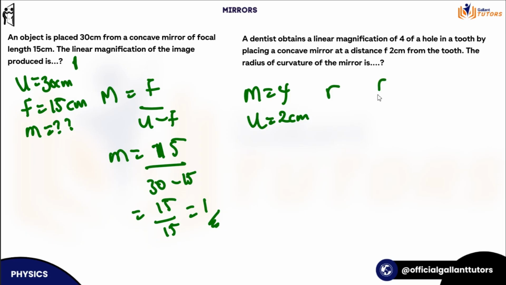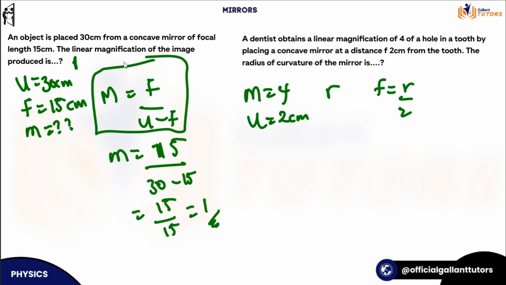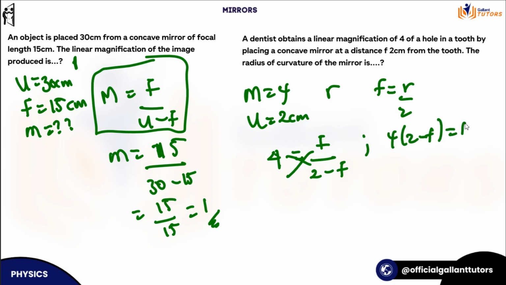Now, you have to be smart. Get your f first. When you get your f, you can now use r over 2 to get what your r is. Now, we're still going to use this formula. It's not difficult. So we have our 4 is equal to f over u, which is 2 minus f. Okay, we have 4 times 2 minus f equals to what? F. So 8 minus 4f is equal to what?